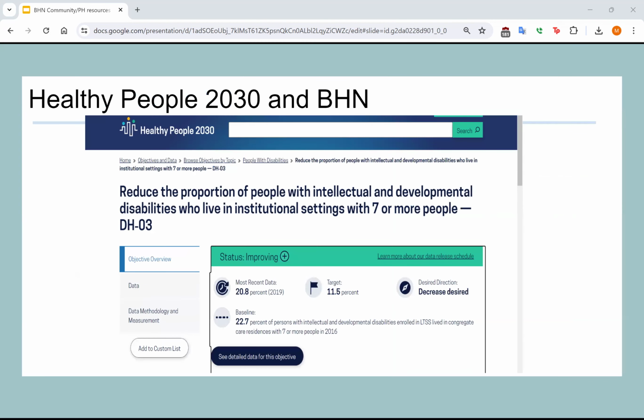Here's an example of one that is more related to behavioral health. The objective is to reduce the proportion of people with intellectual and developmental disabilities who live in institutional settings with 7 or more people. The justification is that these really big community living centers are associated with poorer quality of life. So we want to reduce the number of people in these settings and make it smaller areas where they have more access to family and the resources they need for social activities. Everything is on a smaller level. You can see the data shows it's improving: it was at 22.7%, now it's at 20.8%, but it's still not where it needs to be, which our current goal is 11.5%. So you can see where we are with these objectives.